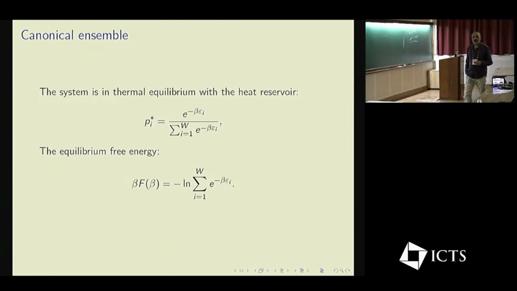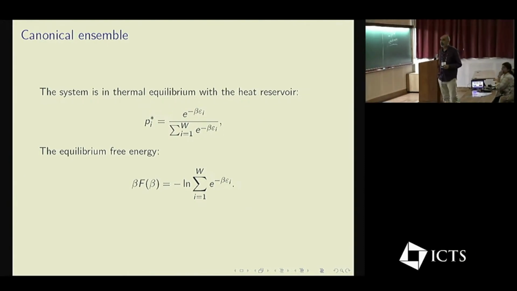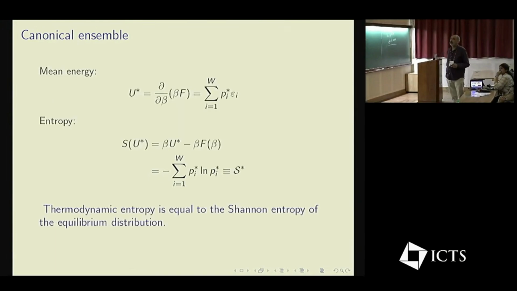Now we go to the canonical ensemble, in which the system is in thermal equilibrium with the heat reservoir, and its equilibrium distribution is given by this. There we define the equilibrium free energy. By this definition, you define the mean energy as the derivative of the free energy, which gives you the natural definition of a mean energy, and then entropy is given as a Legendre transform of this function, the free energy. When you substitute the equilibrium distribution, you see that the entropy function is given in this form.